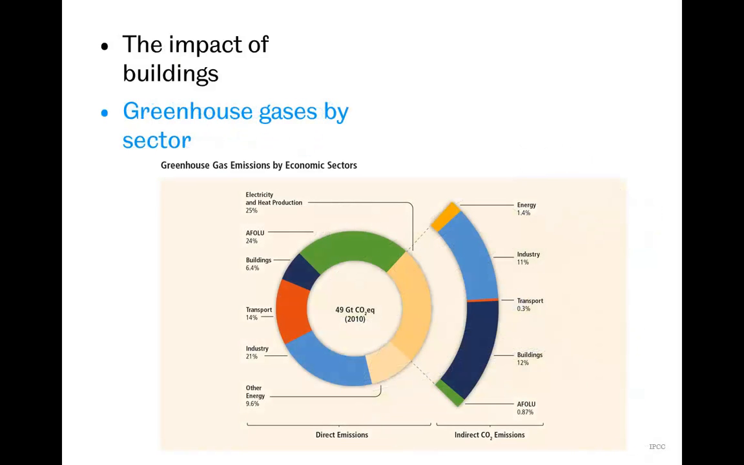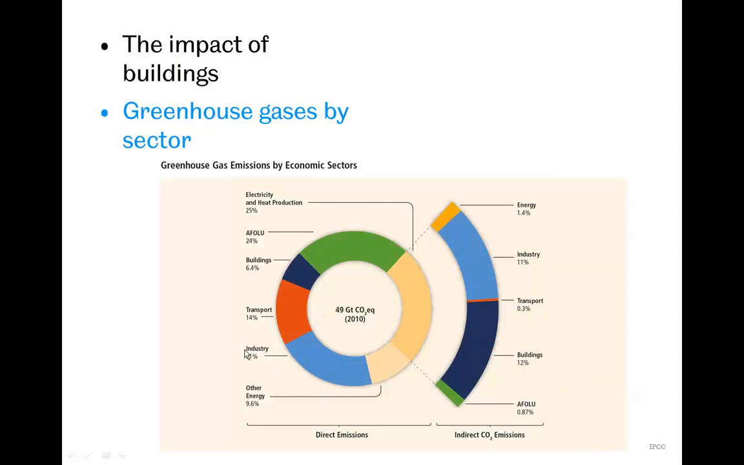Greenhouse gas emissions. Look at this diagram here. Put in a year, in terms of direct greenhouse gas emissions, buildings are about 6.4%. Transport is about 14%. And then looking at the indirect carbon dioxide emissions, buildings add another 12%. So if you add that 12% to that 6%, you've got about 18% of buildings contributing to greenhouse gas emissions across the planet. Also then industry here is a major factor, 11%.